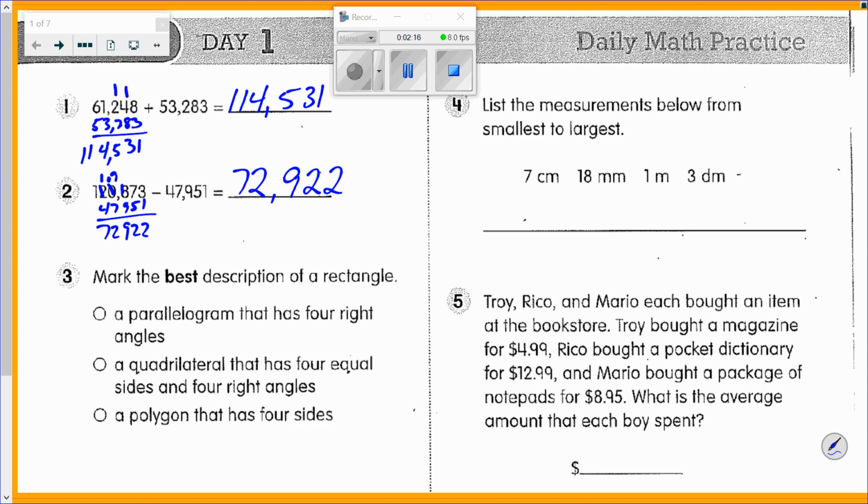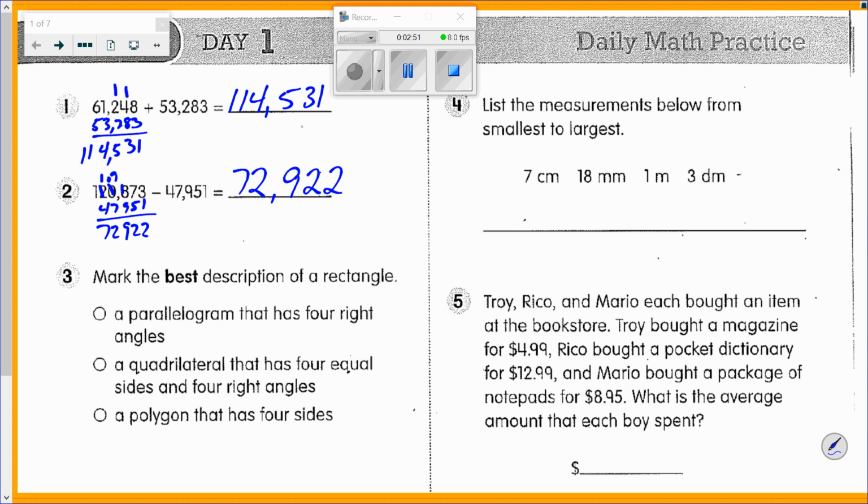Okay, now guys, on this next one, I'm going to ask your opinions first. So I'm going to read all 3. I'm not telling you the answer right away. Make the best description of a rectangle. A parallelogram that has 4 right angles. How many feel that one was it? So you're calling a rectangle a parallelogram. Interesting. Okay, hands down. A quadrilateral that has 4 equal sides and 4 right angles. No, they're not equal. Okay. Or a polygon that has 4 sides.